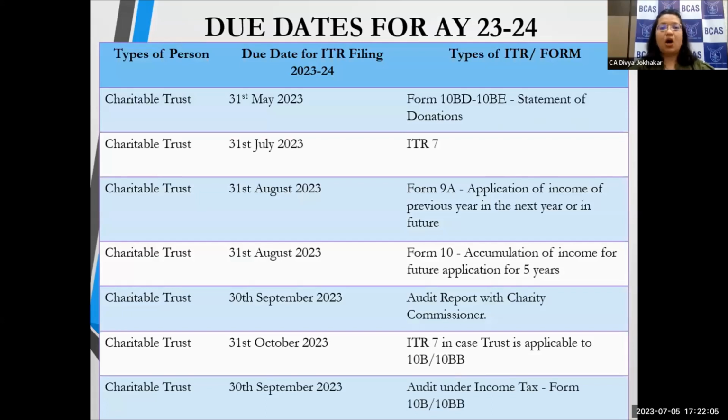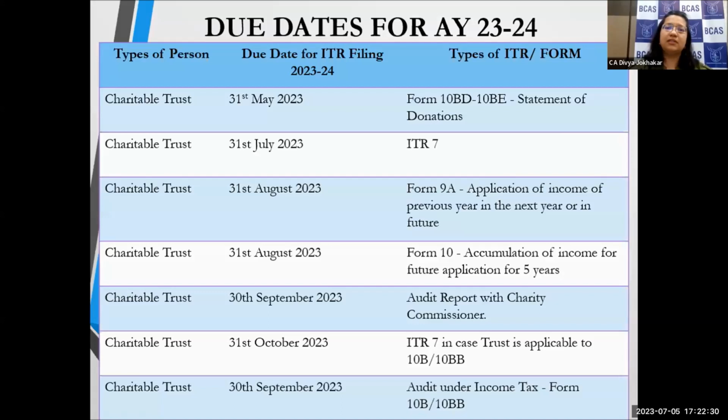donors. Those charitable trusts who have not exceeded the maximum amount chargeable to tax, like an individual 2,50,000 as gross receipts of the charity trust, will file their ITR by 31st of July. However, if they've crossed that limit, they would be required to file the audit report on 30th September.